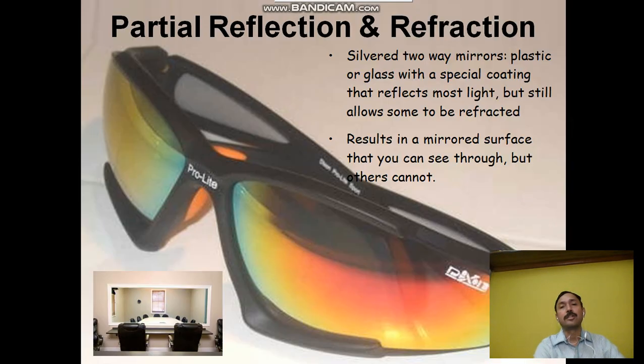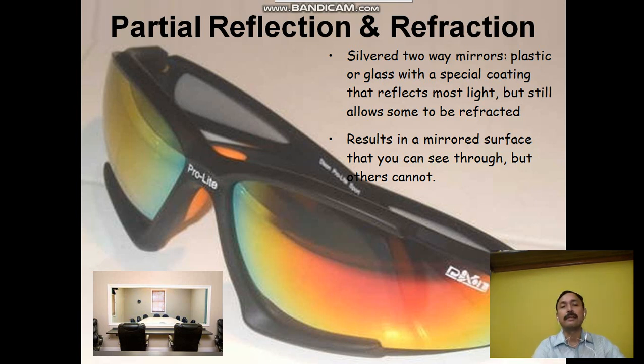Now another example of partial reflection and refraction is sunglasses. Silver two-way mirrors, plastic or glass, with a special coating that reflects most light but still allows some to be refracted, result in a mirrored surface that you can see through but others can't.